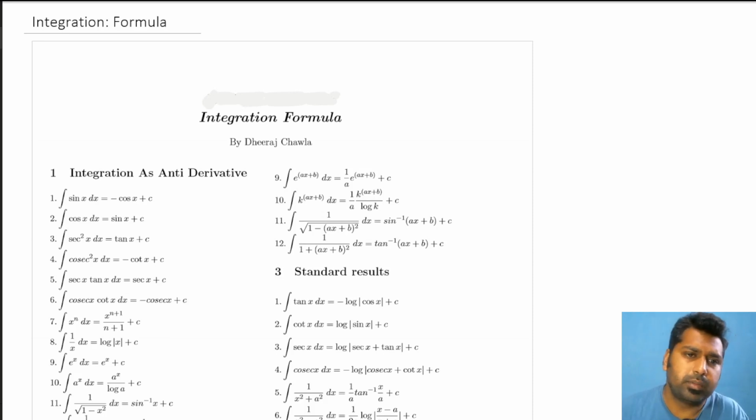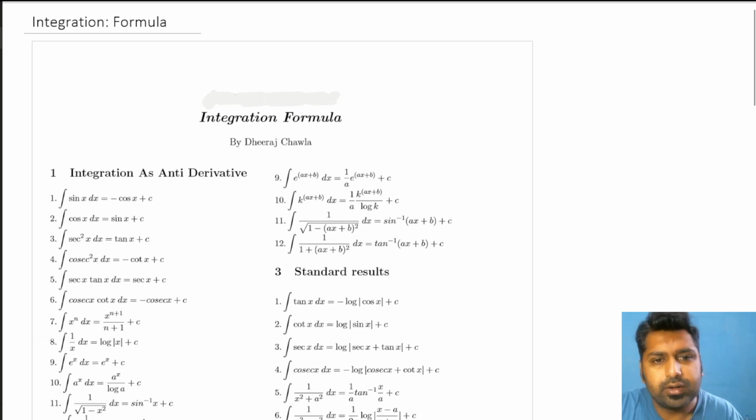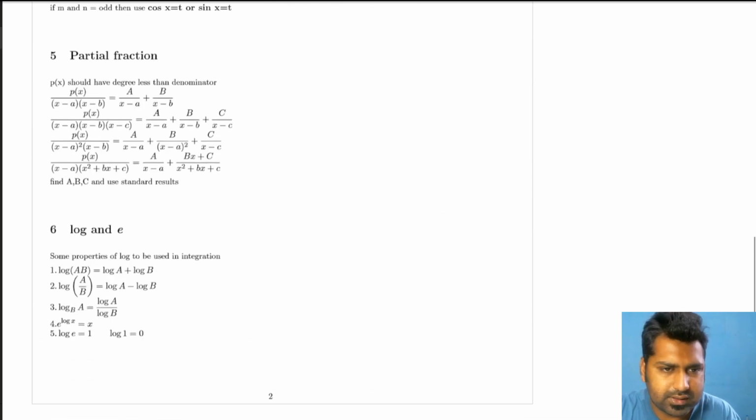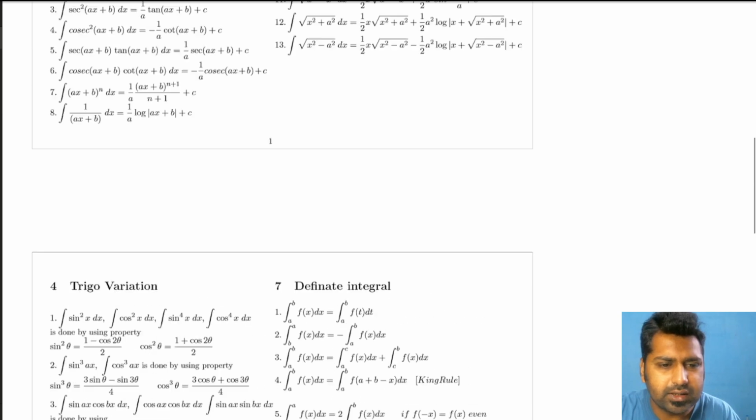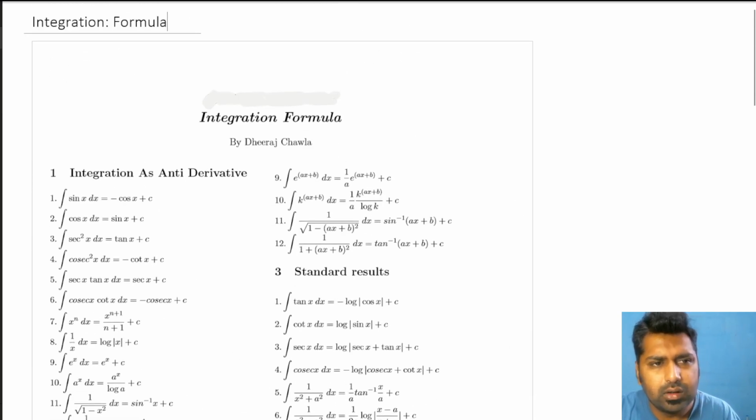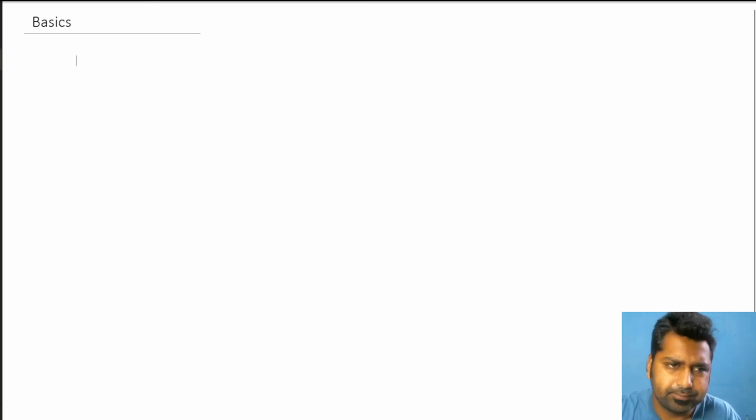We'll be starting with a new topic, that's integration, one of the major topics of maths, okay, extremely major and lengthy also. So I've created a formula sheet which will help you to summarize all the formulas. So you can go through all the formulas, okay, and pretty much it covers all the ideas. Let's start from the basics, okay, and then we'll see formulas as we progress through the topics.